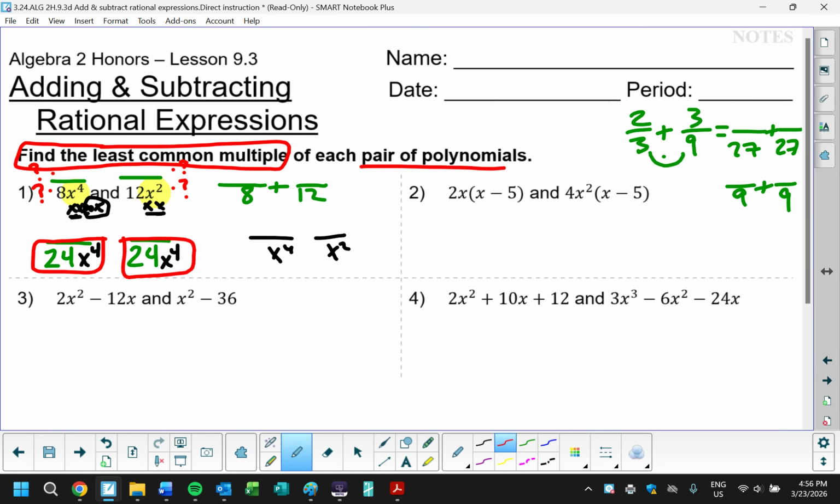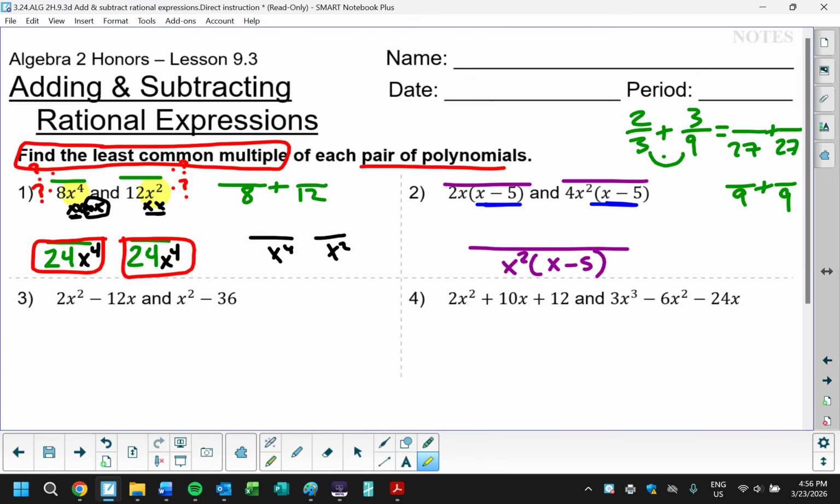Okay, taking a look at number 2 now, you can see that they both share an x to the 5th here. Just imagine a fraction on top of this. They both share an x minus 5 as a factor. They both share an x, but one of them has 2 of them, one of them has 1 of them. So the least common multiple of that piece is going to be x to the 2nd.